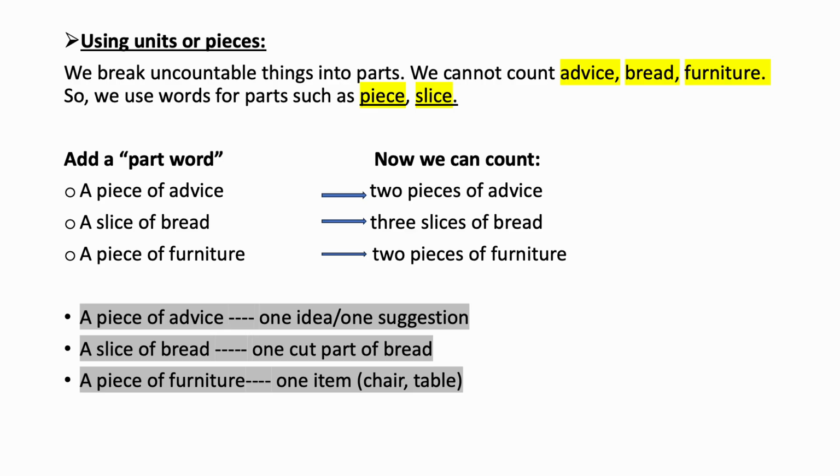Let's understand what they actually mean. A piece of advice means one idea or one suggestion. A slice of bread means one cut part of bread. A piece of furniture means one item, for example, a chair or table.